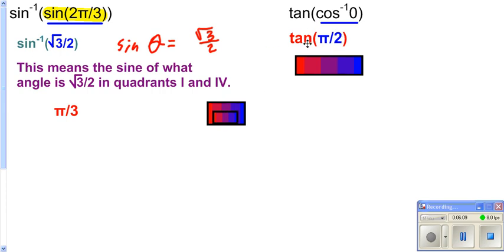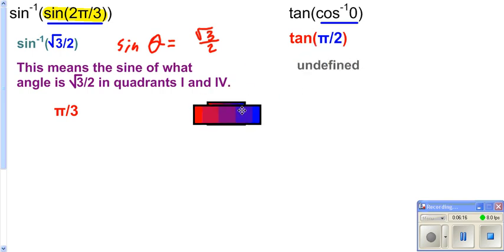Then you just have the tangent of pi over 2. That's another one you're supposed to have memorized. When is tangent equal to pi over 2? It's not. It's at the one spot where it's undefined.